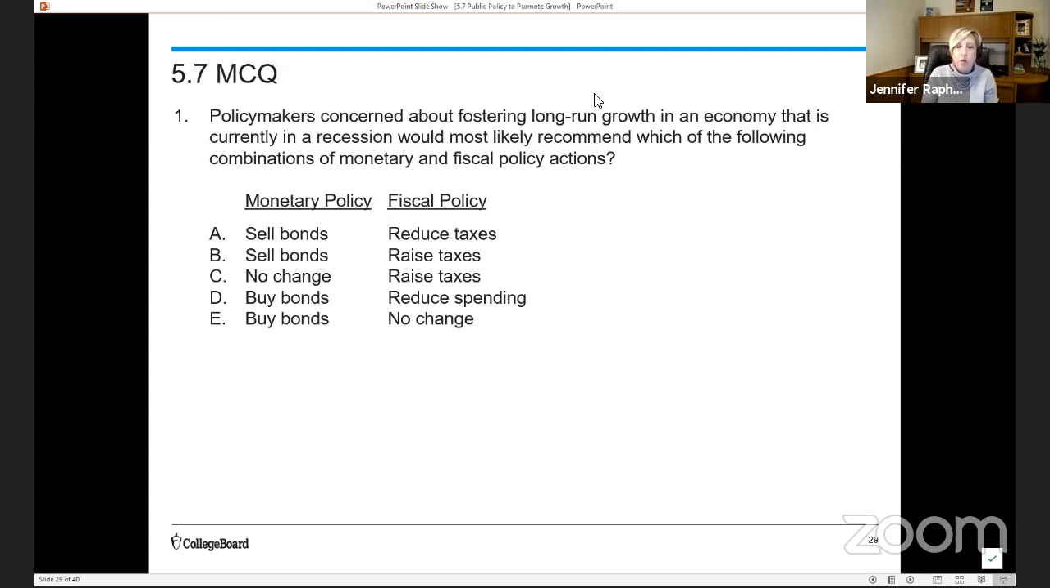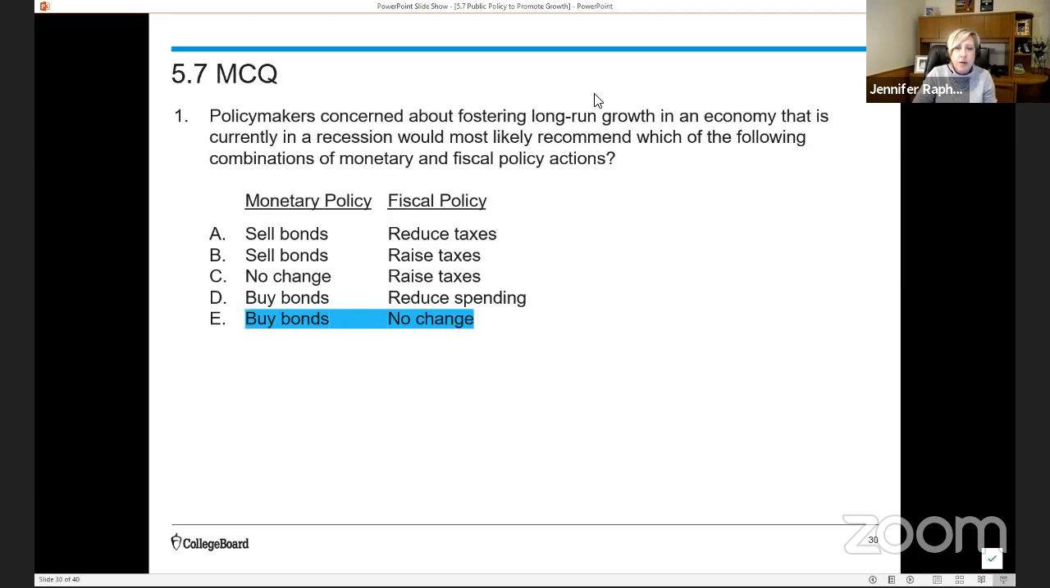Now, if we're concerned about fostering long-run economic growth, we want to avoid anything that would increase real interest rates. So remember that when the government reduces spending, all else equal, that's contractionary. So that's not going to be a good policy solution. So what we'll want to do is buy bonds and then not change fiscal policy. That would be the answer to this question.